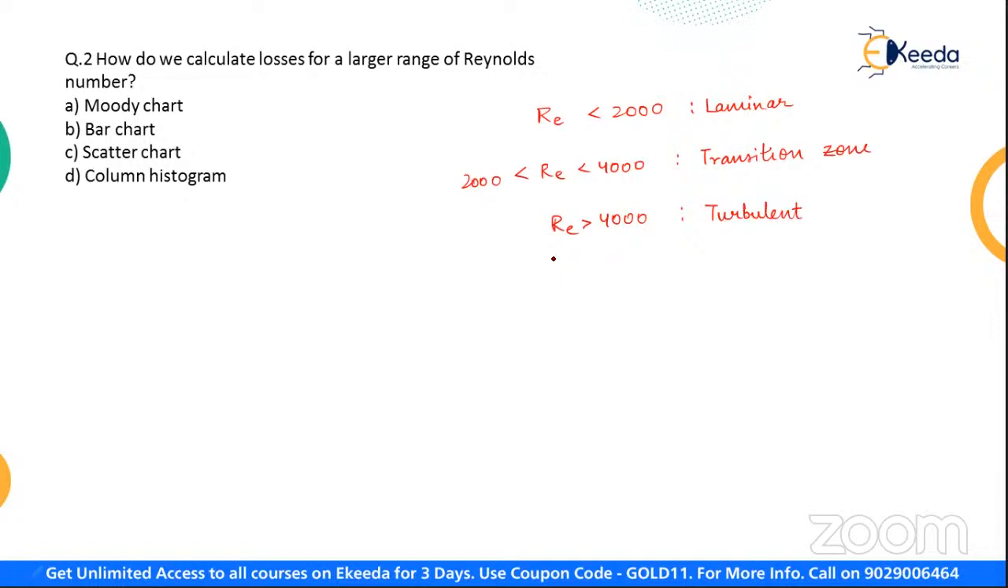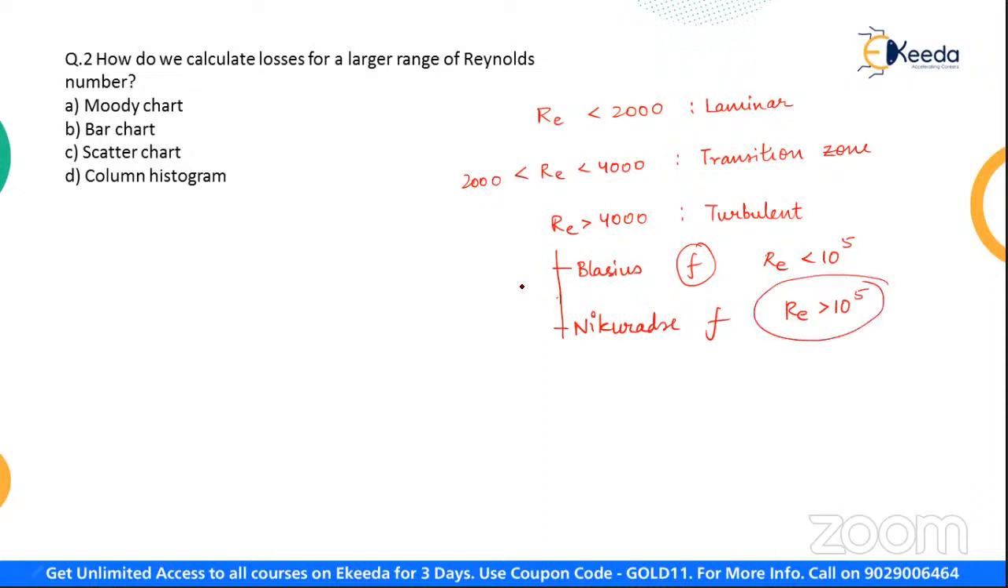Now, after this, Blasius, the scientist, gave the equation for the friction factor that is valid up to Reynolds number less than 10 raised to the power 5. And the next equation, given by Nikuradse, is valid for Reynolds number greater than 10 raised to the power 5.